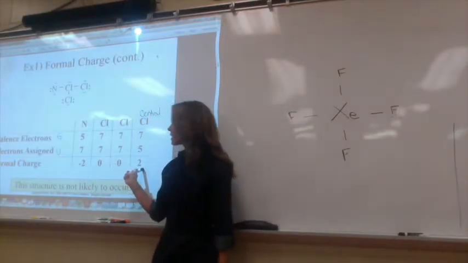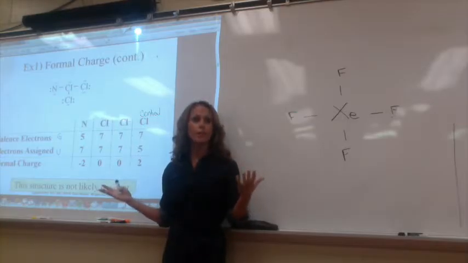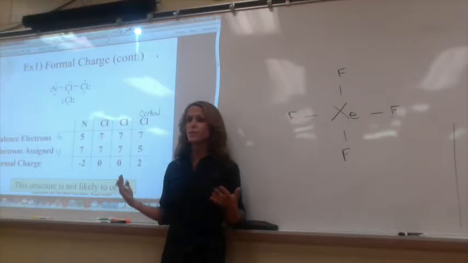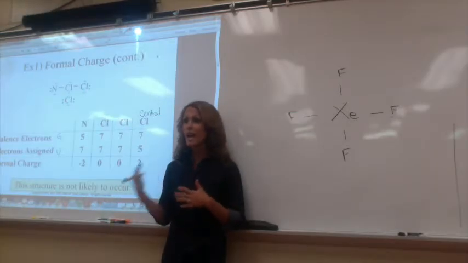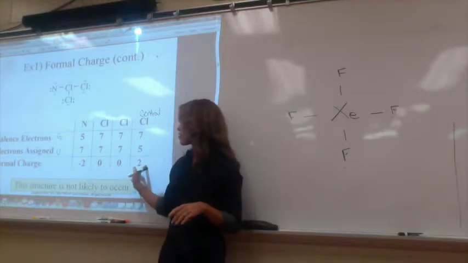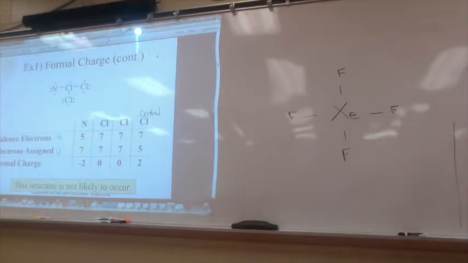But this is not likely to occur because there's charge present. We want as little charge as possible. The only time we want charge to be present is if it's a polyatomic ion. And if we have to have a charge at all, it's going to go on the most electronegative element. So this structure is not likely to occur. Let's evaluate the other structure.